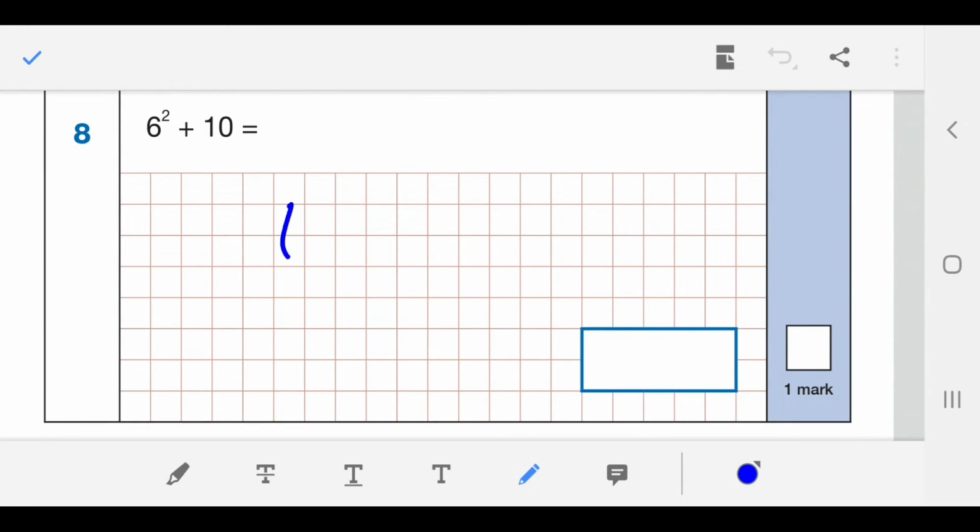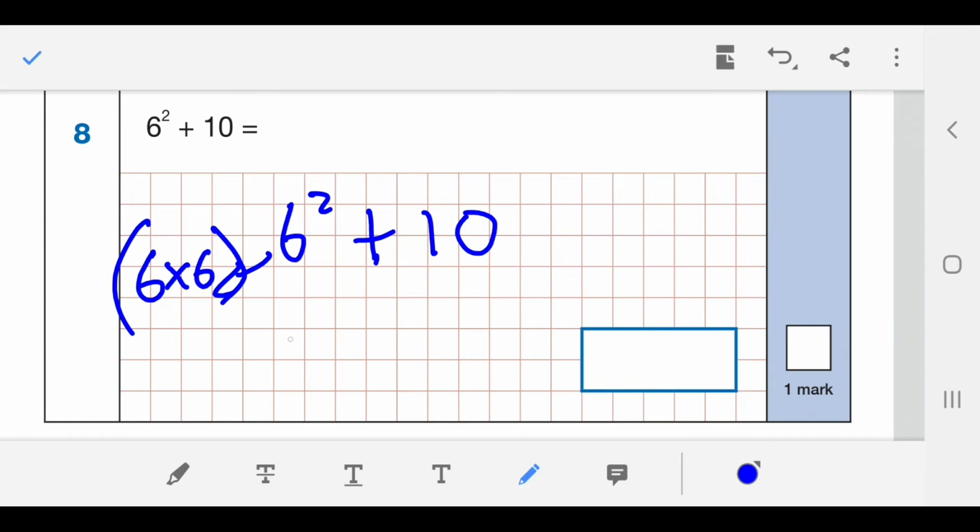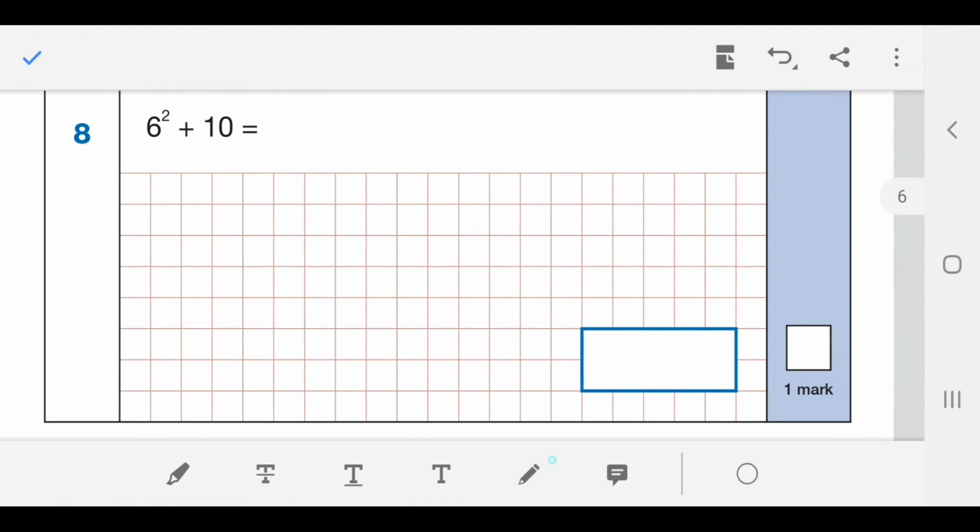Question number 8. 6 squared plus 10. 6 squared is in actual fact 6 multiplied by 6, not 6 times by 2. So 6 times by 6 is 12 plus the 10, sorry, not 12. 6 times by 6 is 36. Just made the mistake I've told you not to make. 36 plus 10, which should give us an answer of 46.